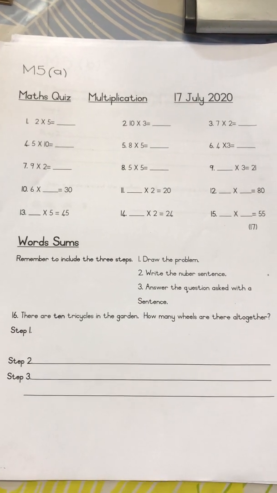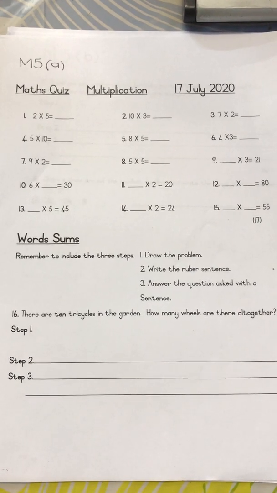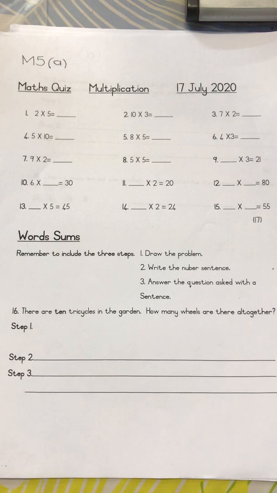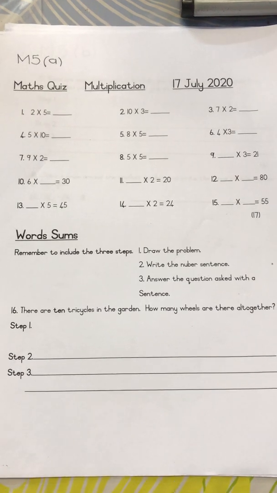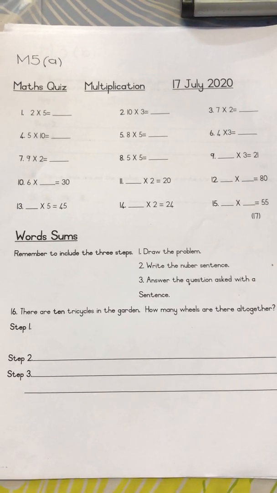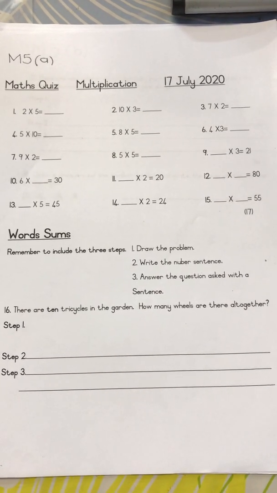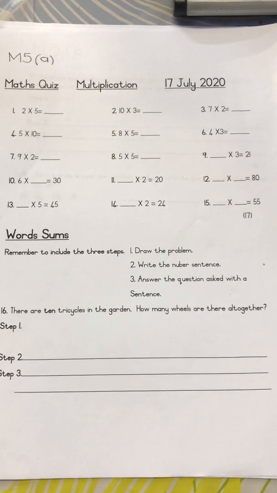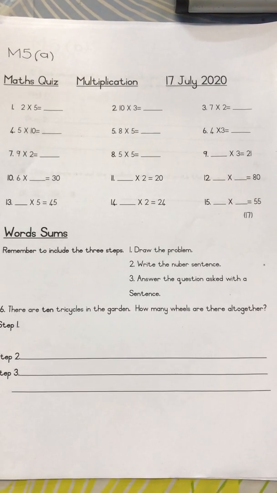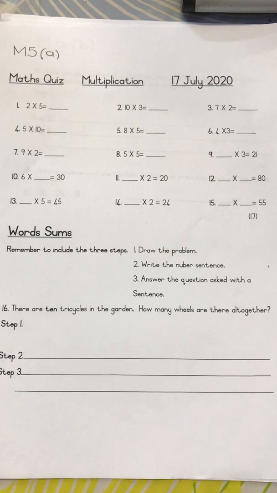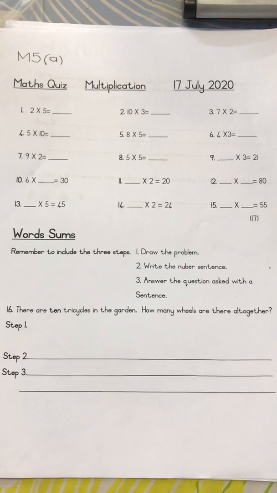Next one, number 10, 6 times what will give me 30? Number 11, what times 2 will give me 20? Think about your groups. Number 12, what times what will give me 80? What times what will give me 80? Number 13, what times 5 will give me 45? Number 14, what times 2 will give me 24?